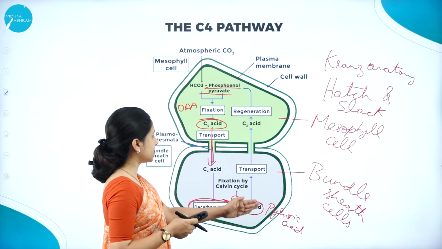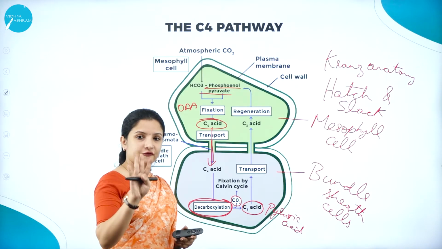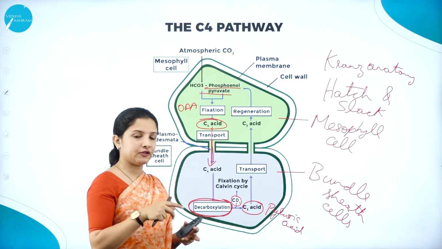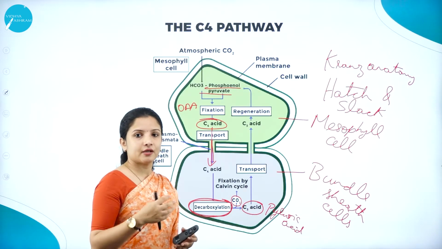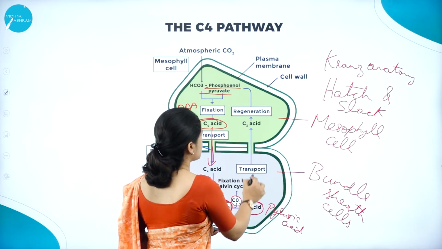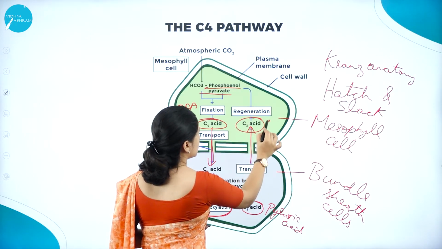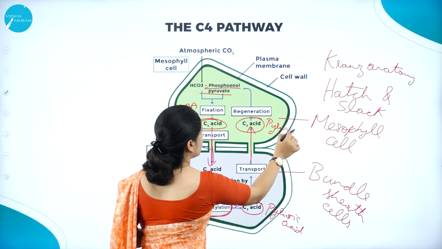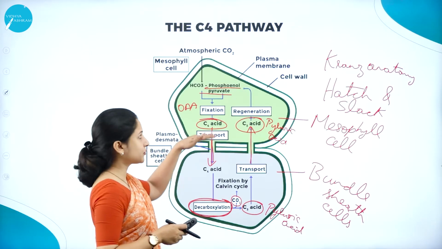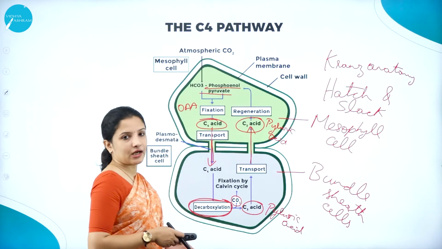The oxaloacetic acid will be converted into a 3-carbon compound, right? It was a 4-carbon compound. One carbon got removed, which will be utilized in the Calvin cycle. So therefore, it will become a C3 compound, which is pyruvic acid. This pyruvic acid then gets transported back through the plasmodesmatal connection into the mesophyll cell and gets regenerated, wherein during the process of regeneration phosphoenol pyruvate will be formed, and therefore the cycle continues like this.